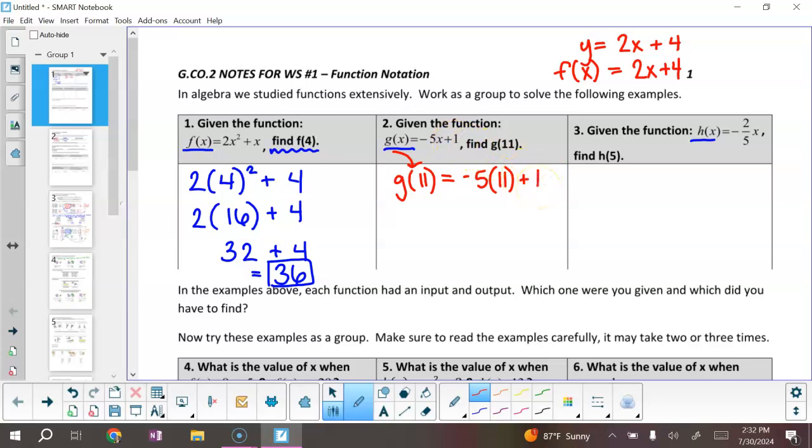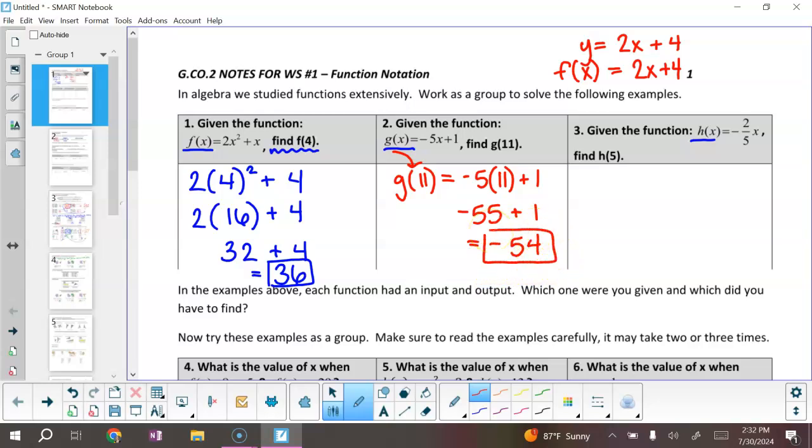Okay? Really watch your signs, especially when they throw in a negative like this. You want to make sure you're paying attention so you don't accidentally assume it's positive and then get the wrong answer because you're working with the wrong numbers. So, multiplying first, this would be negative 55. Plus your 1 would equal negative 54. And there's your final answer.